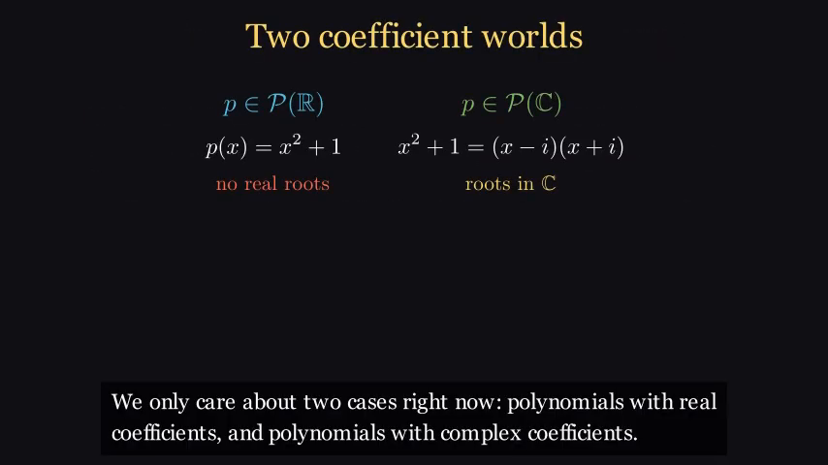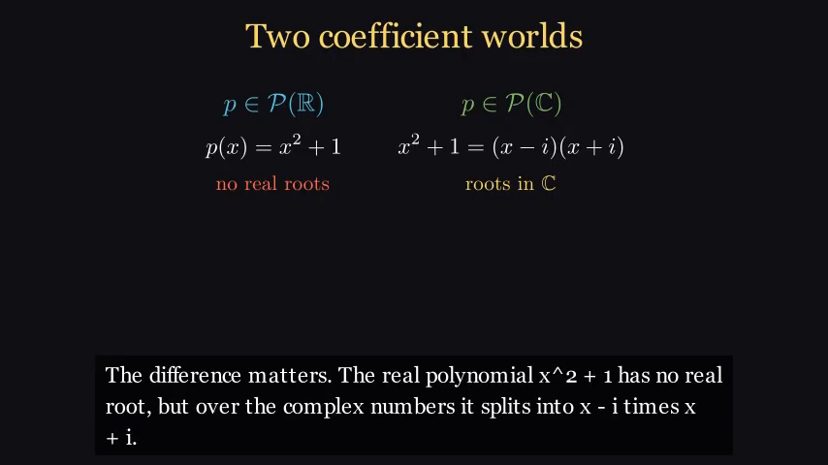We only care about two cases right now: polynomials with real coefficients, and polynomials with complex coefficients. The difference matters. The real polynomial x squared plus 1 has no real root, but over the complex numbers it splits into x minus i times x plus i.